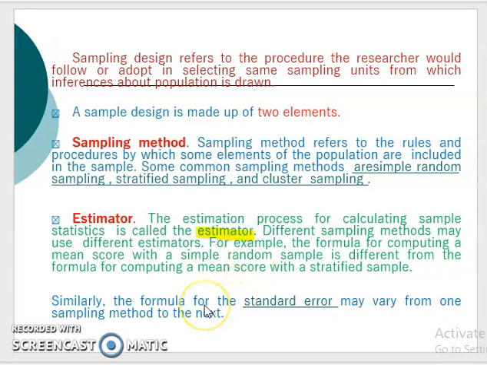Different sampling methods may use different estimators. For example, the formula for computing a mean score with a simple random sample is different from the formula for computing a mean score with a stratified sample. Similarly, the formula for the standard error may vary from one sampling method to another.